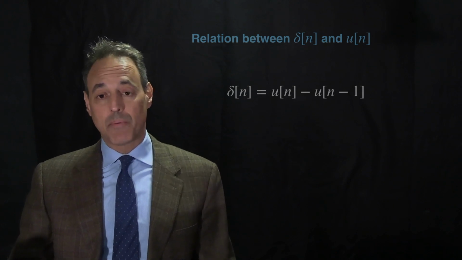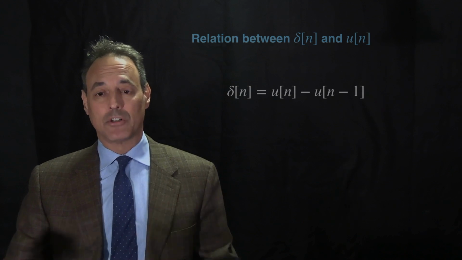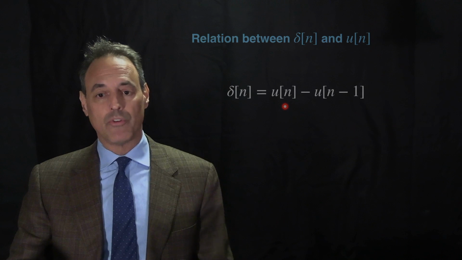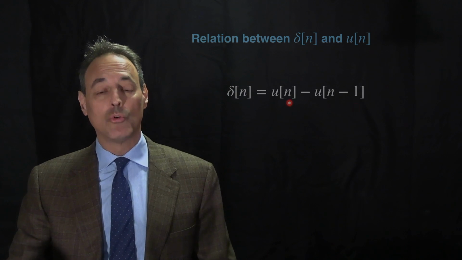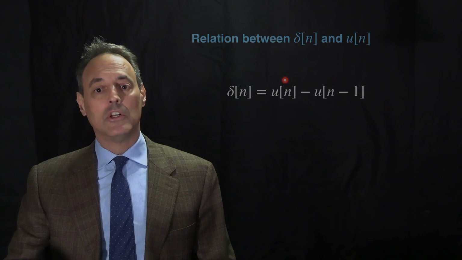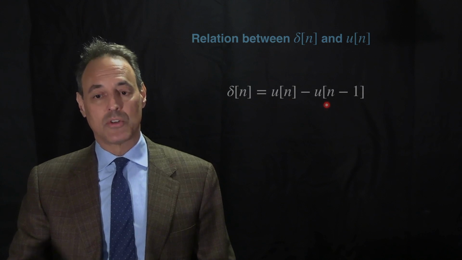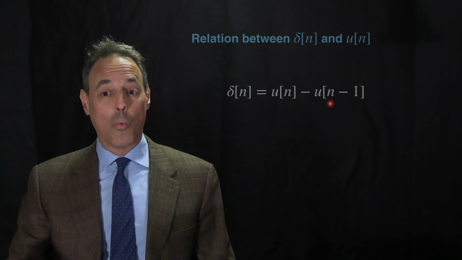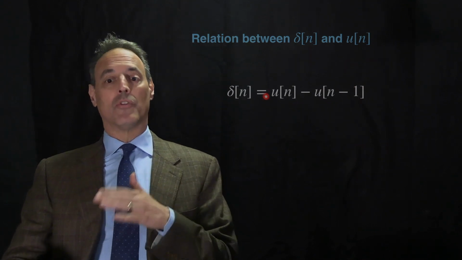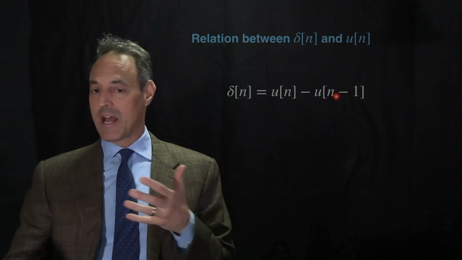And then the relationship from these unit step functions to the delta function is the following: u[n] minus u[n minus 1]. Remember that u[n] is 0 before n equals 0, so this would be 0. And then this here turns on at n equals 1. So before n equals 0, this is 0, this is 0, so you add them up, they're 0.